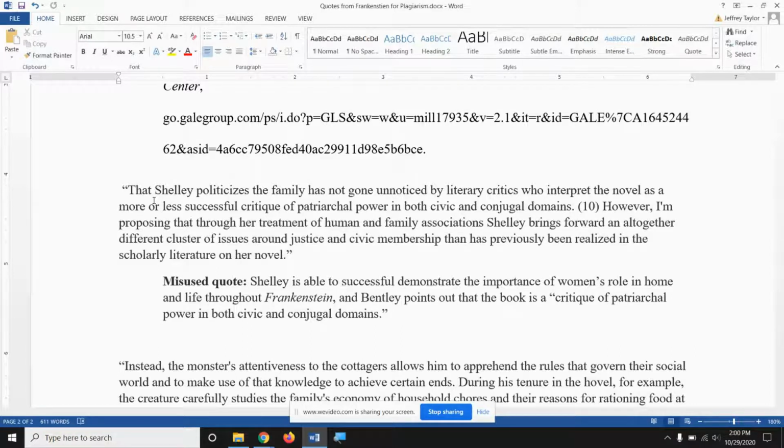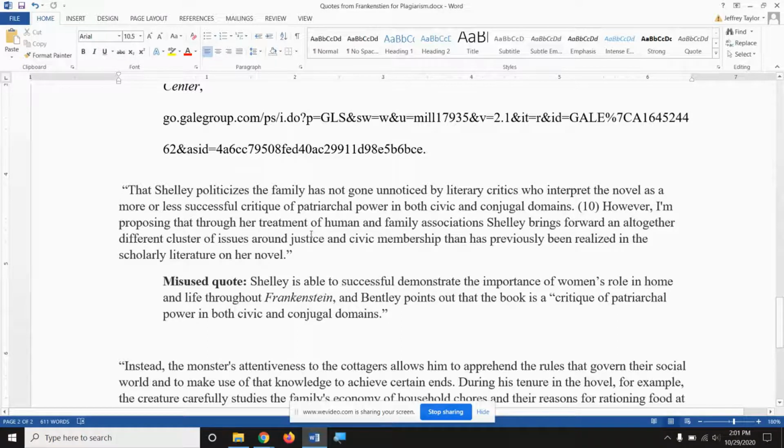Okay, so how would someone perhaps misuse this quote? In this case, what they do is they take this part where she is describing what other critics do and instead make that sound like that is what Bentley is claiming.